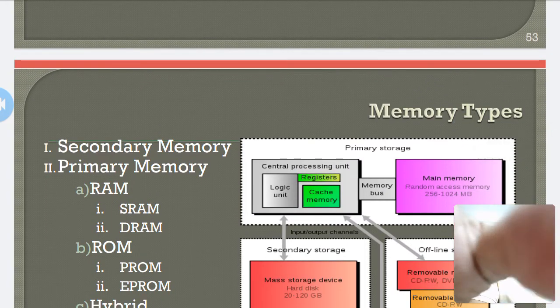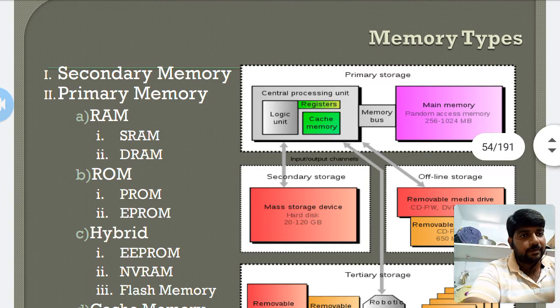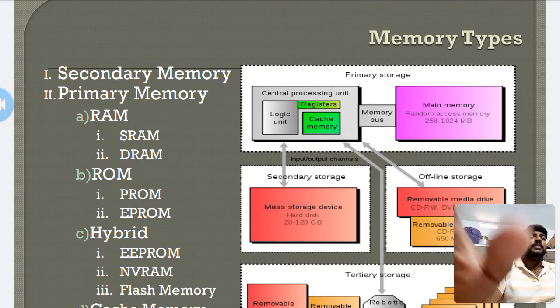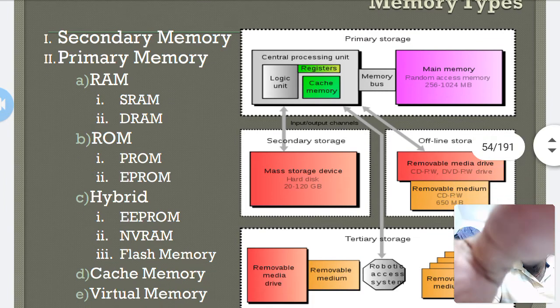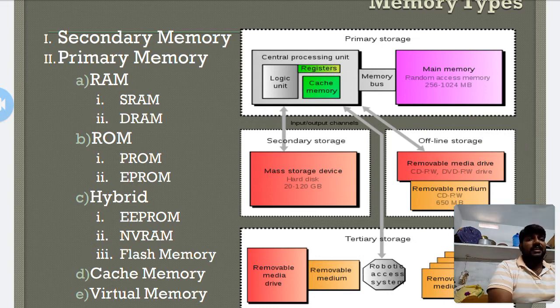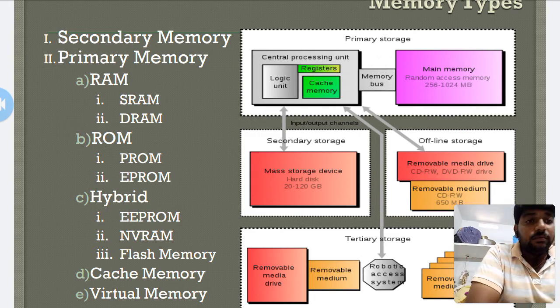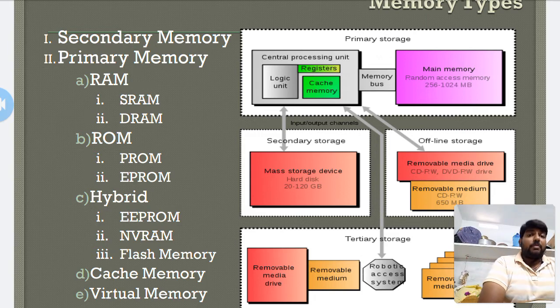Coming to the first one, types of memory. Let us look at the memories we use in embedded system applications. The total memory is divided into two types: the secondary memory and the primary memory. The primary memory is again divided into four types: the RAM, ROM, cache memory, and virtual memory.